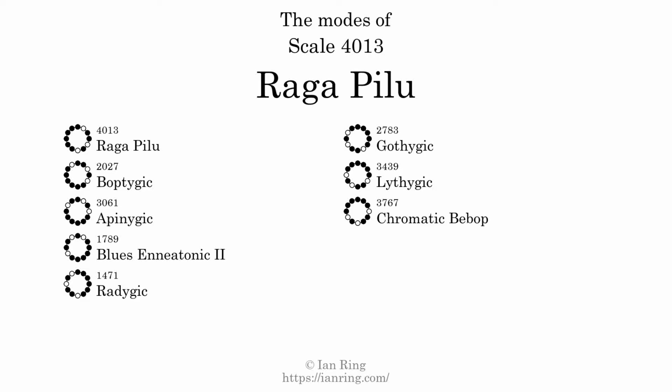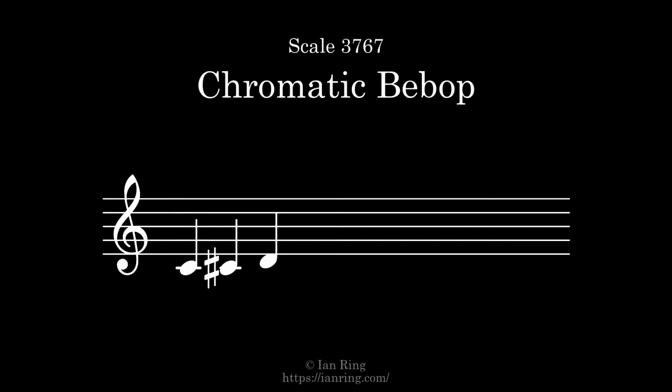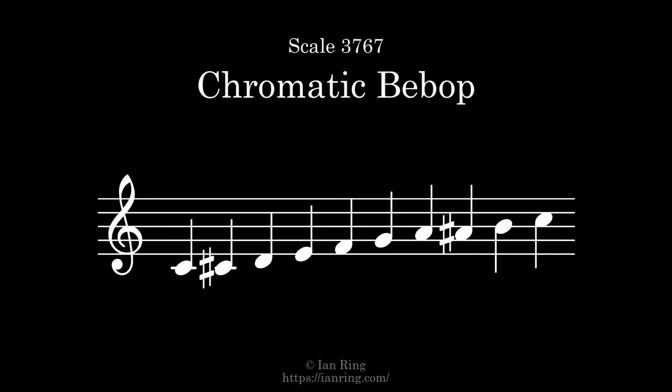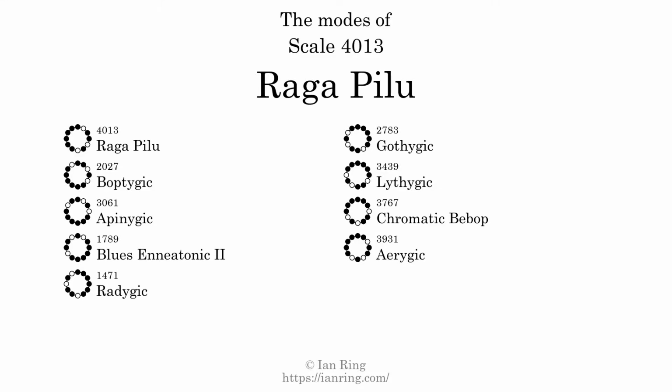The eighth mode is scale 3767, also known as chromatic bebop. It sounds like this. The ninth and last mode is scale 3931, also known as erigic. It sounds like this.